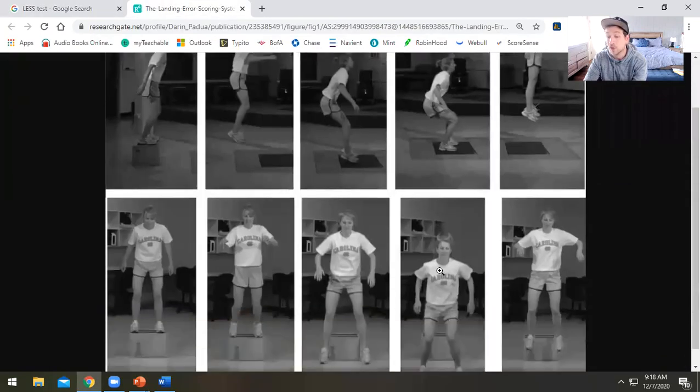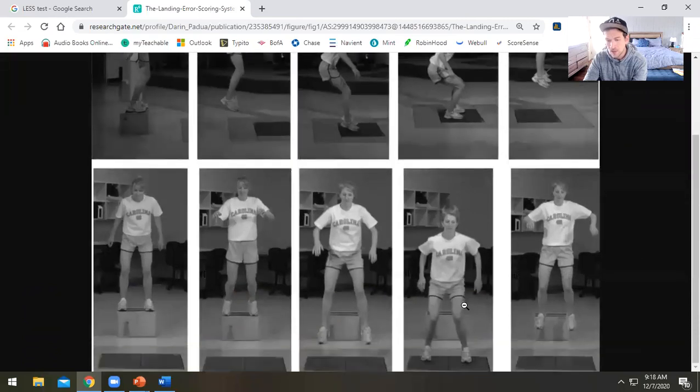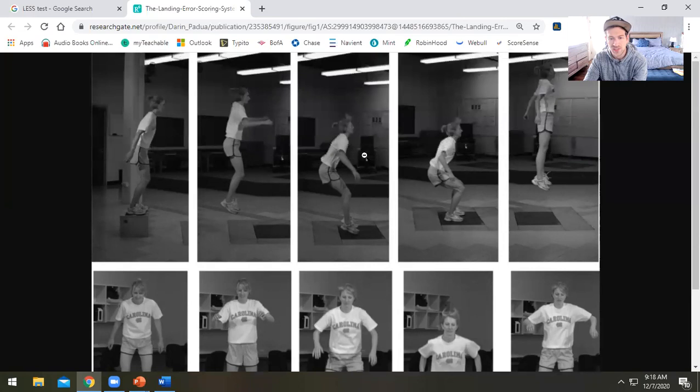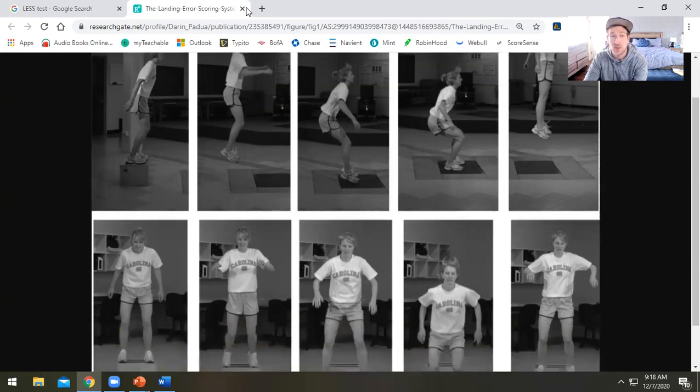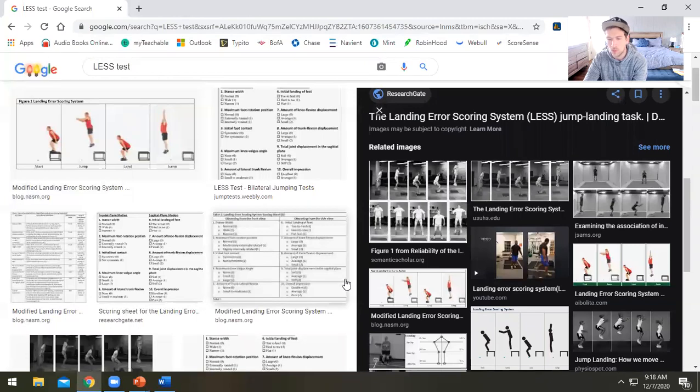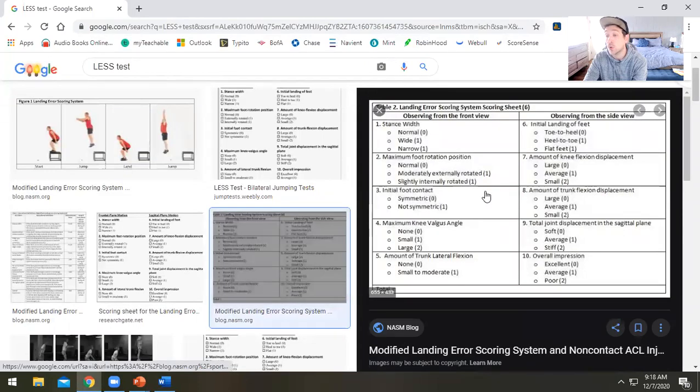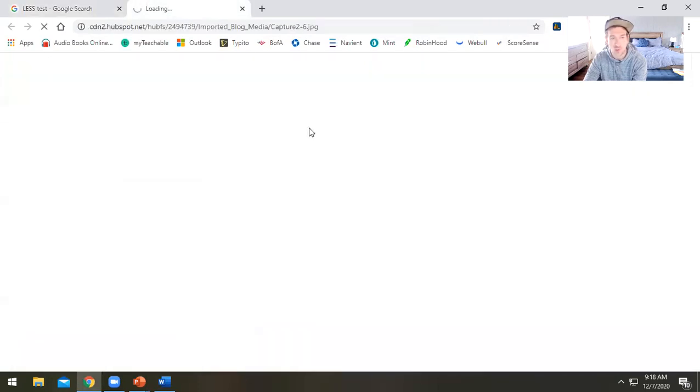So we can think of this as a progression to the overhead squat. We can see her knees are slightly caving in, a little bit more on this side than this side. And then we look to see if they have excessive lean in one direction when they land. She's actually doing a pretty good job of having a pretty decent angle here. So we're going to look at a couple of those things, and we'll break that down a little bit. But you use a scoring sheet, basically this little scoring sheet here.